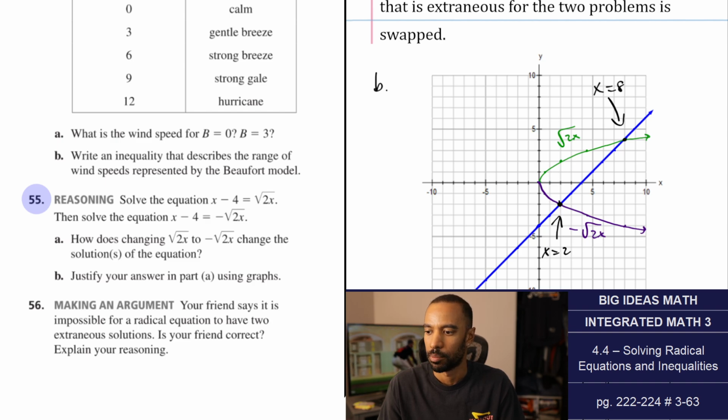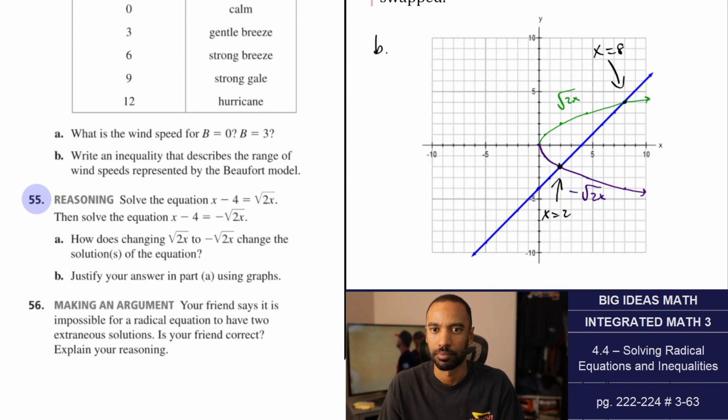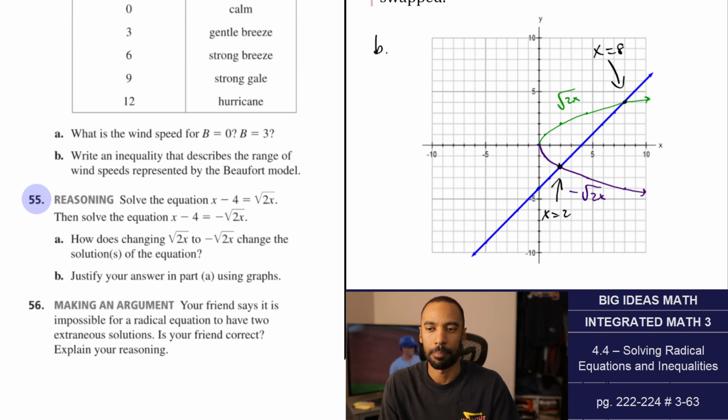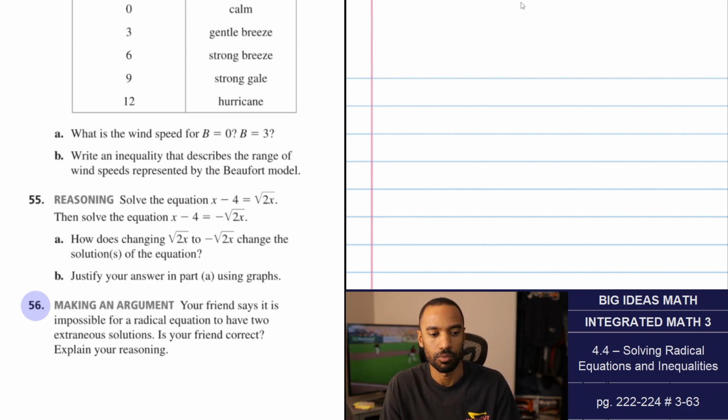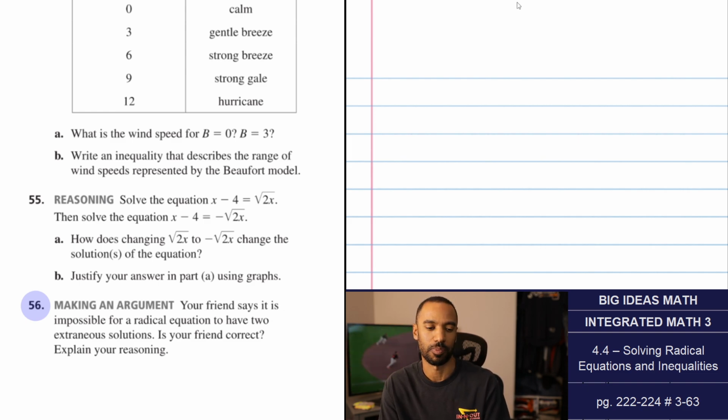Okay. Let me go down a little bit just so you can see the full graph. Okay, so that's what's happening there. That's why it's happening. Number 56. Your friend, very wrong friend very often, says it is impossible for a radical equation to have 2 extraneous solutions. Is your friend correct? Explain your reasoning.